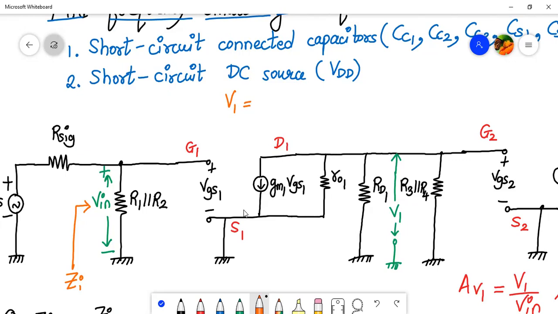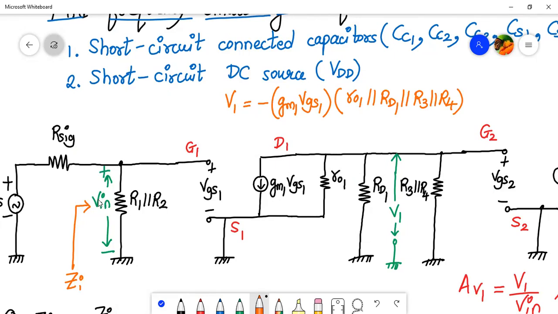This current is again going outwards. So this current will be minus GM1 into VGS1. Okay. So minus, this current means the current is going outward, not towards the ground, into the resistances, which is RO1 parallel to RD1 parallel to R3 parallel to R4. So what I will do is I'll rewrite this below, but first of all, let me know what is VGS1.